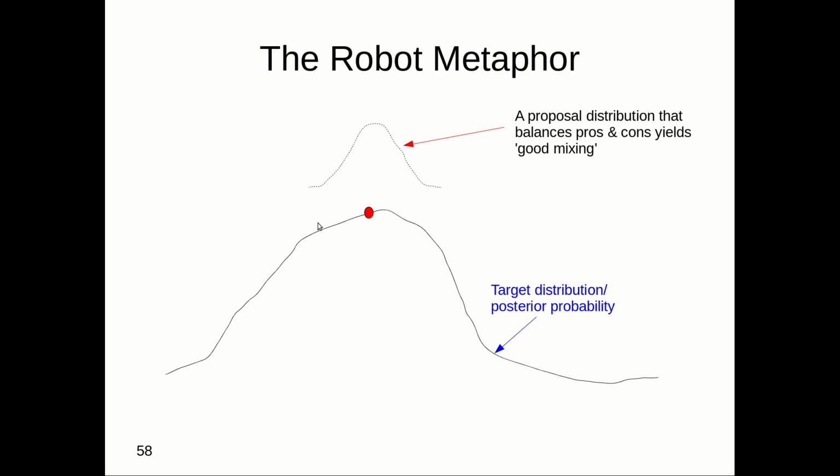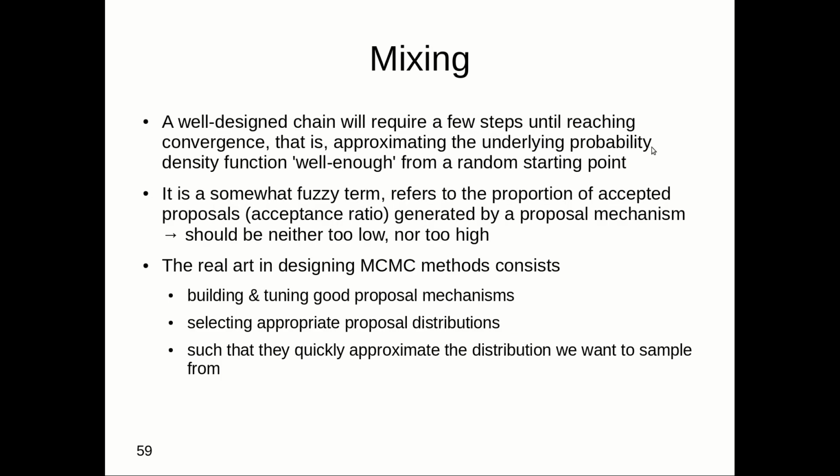Okay. And so a proposal distribution that balances the advantages and disadvantages that we've discussed before yields what we call good mixing of the Markov chain. Talking about mixing, what this means is that a well-designed Markov chain, or well-programmed robot, will just require a few steps until reaching convergence. That is, approximating the underlying probability density function well enough from a random starting point, right? So it will just need a few steps to get a good approximation of the probability density function.